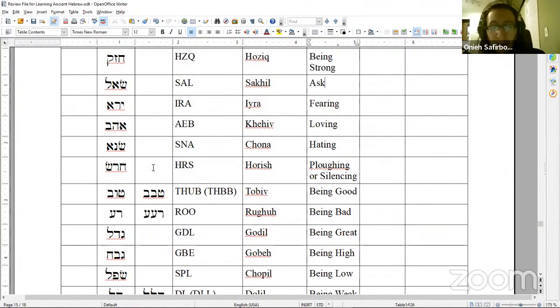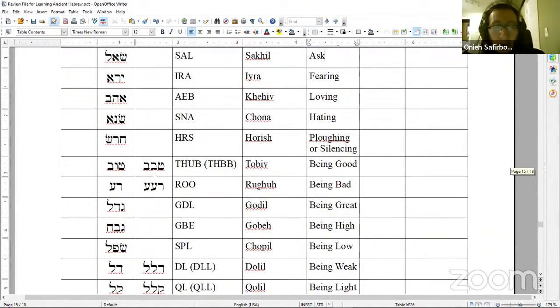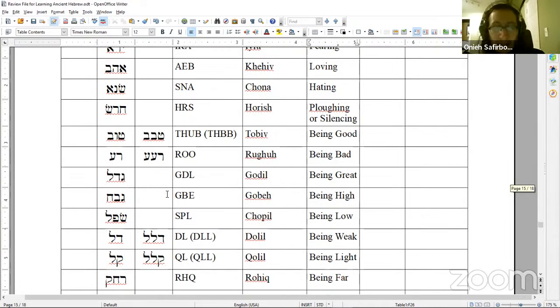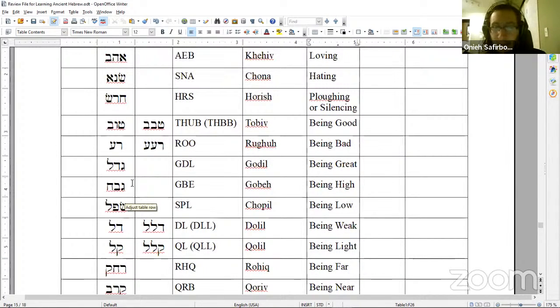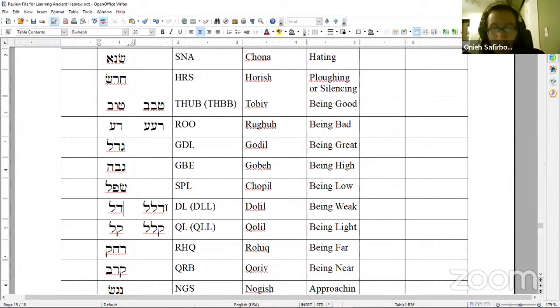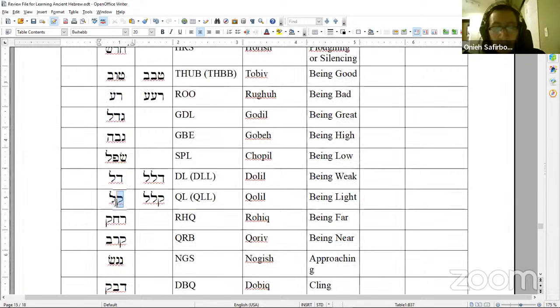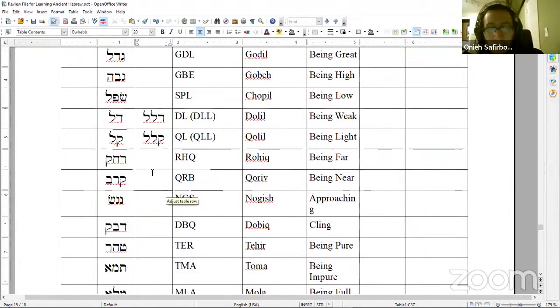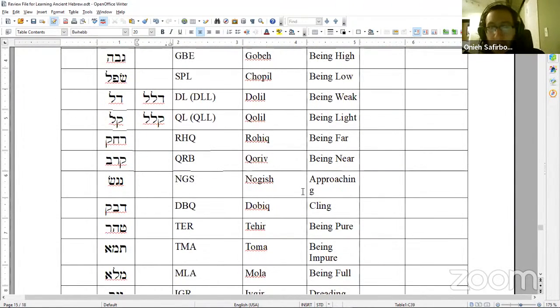Harish is either plowing or silencing, depending on context. Tav, originally from Tabiv, being good. Ra, originally from Raja, being bad. Gadil means being great. Gaba is being high. Chafil or Chapil is being low. Dal, originally Dalil, being weak. Kal, originally Khalil, being light. Rahik is being far. Karib, being near. Nagish, approaching.